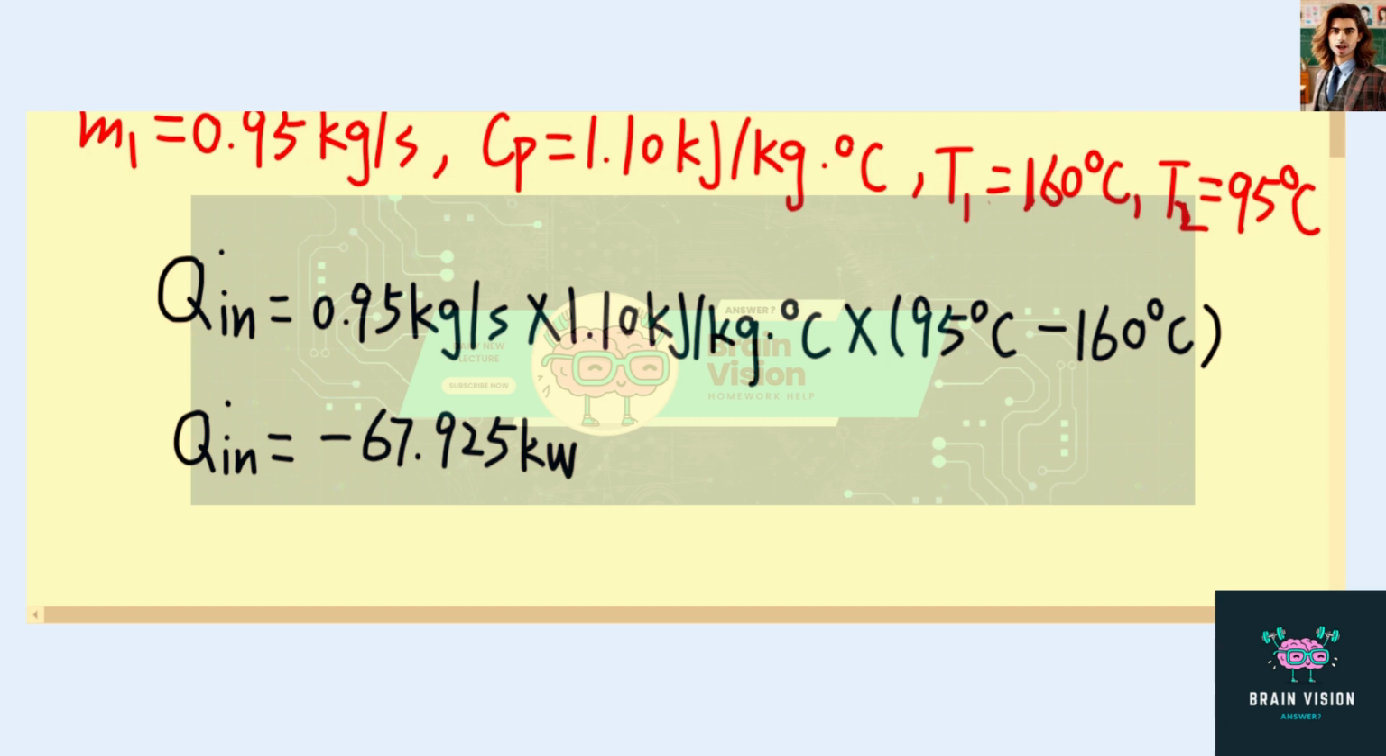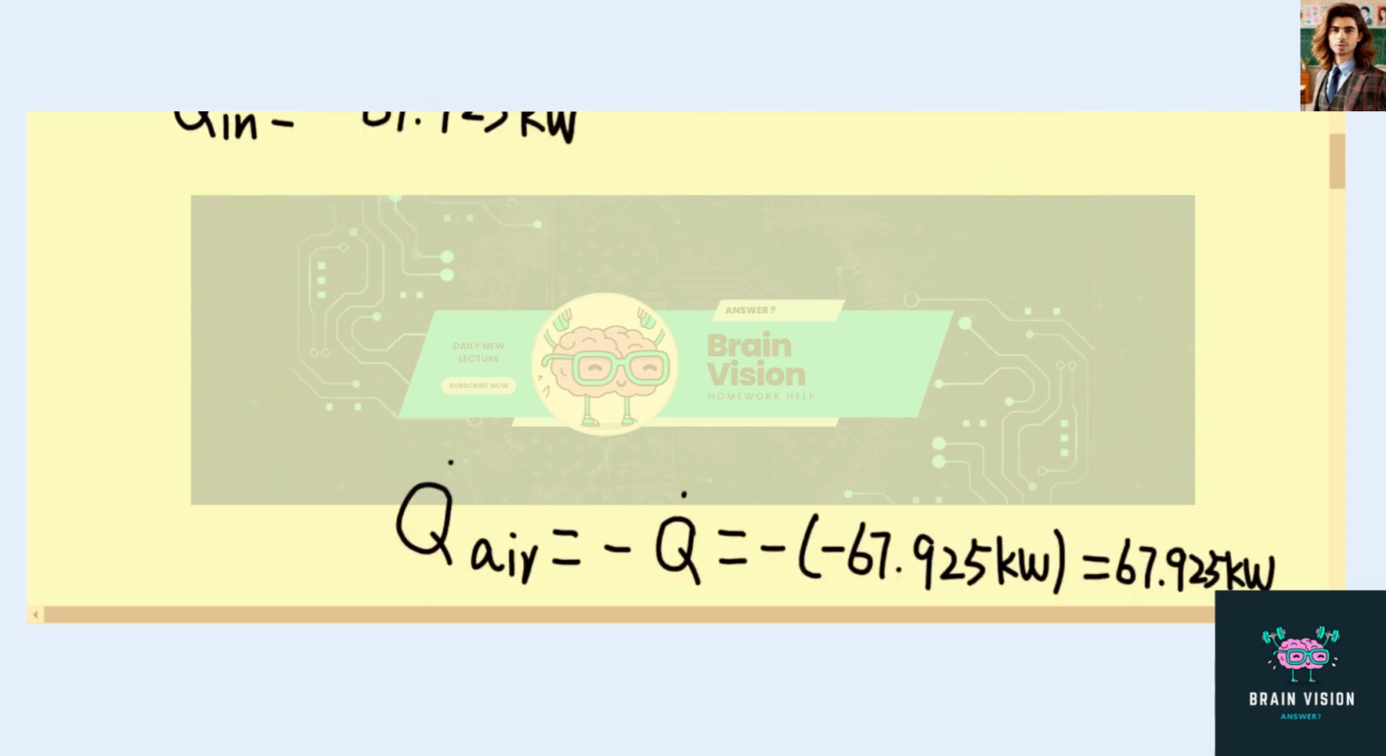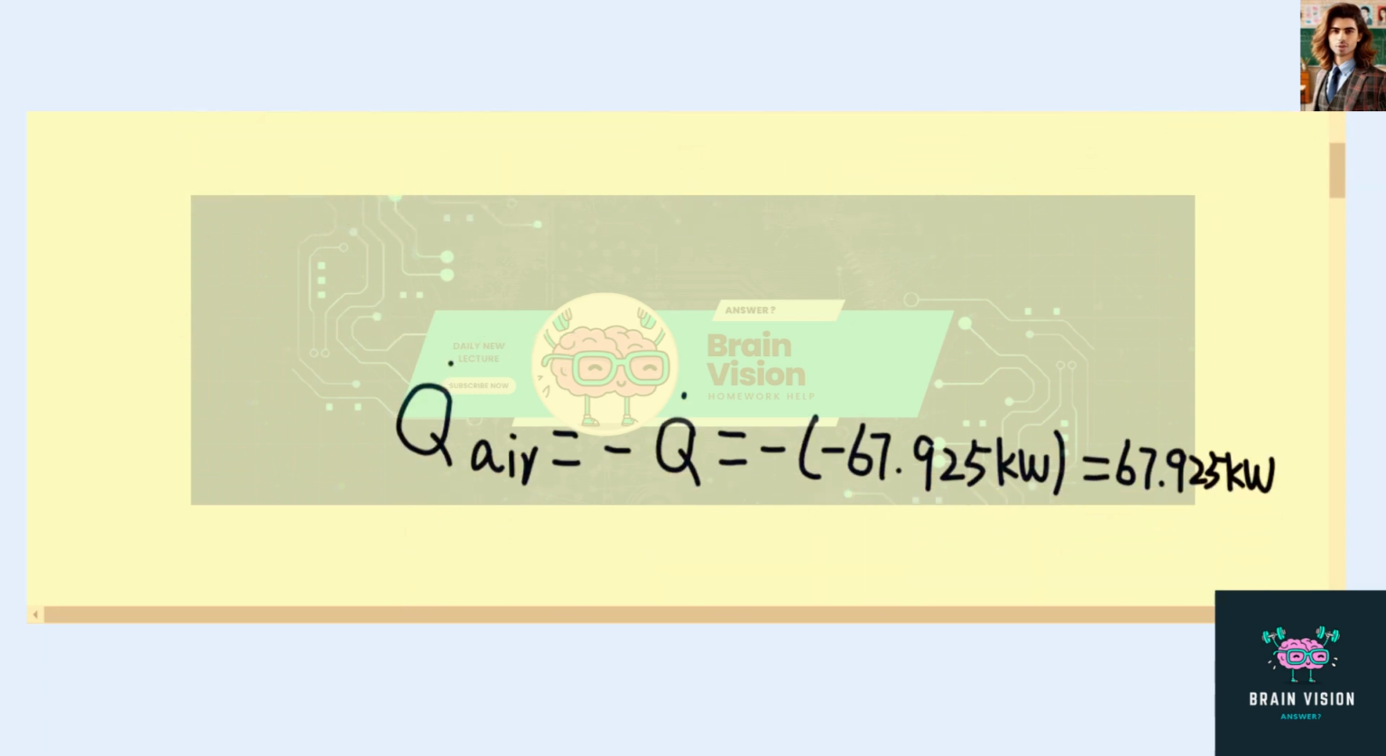So that's why I said it was transferring out of the combustion gases. If it's transferring out of the combustion gases, that means it's transferred into the air. So therefore, the rate of heat transfer into the air, which is Q dot air here, should be equal to negative Q dot in, which is equal to negative 67.925 kilowatts, and this will give us the positive 67.925 kilowatts for the air.